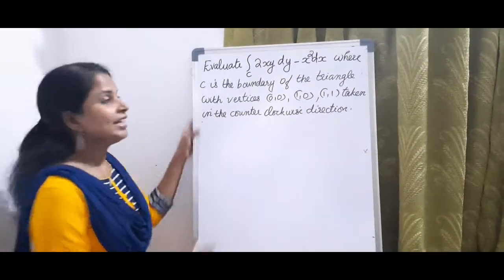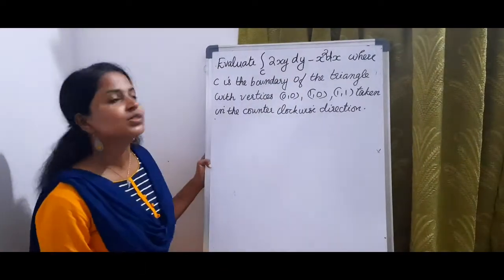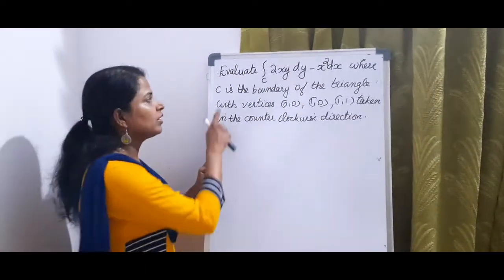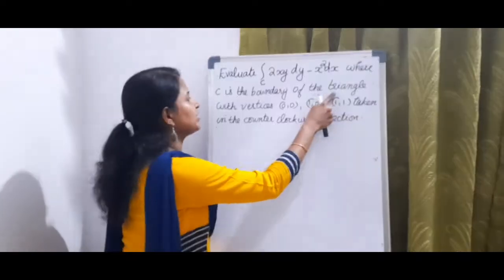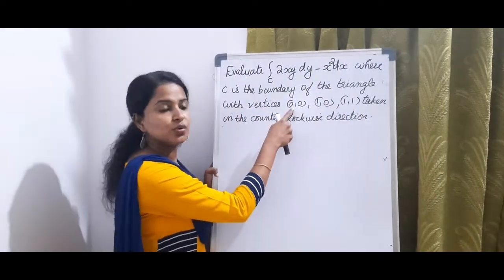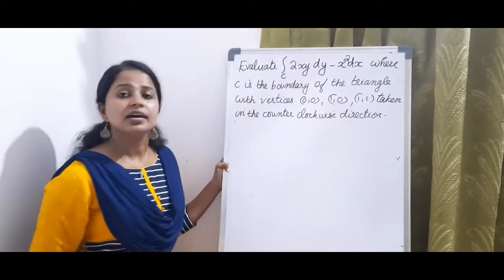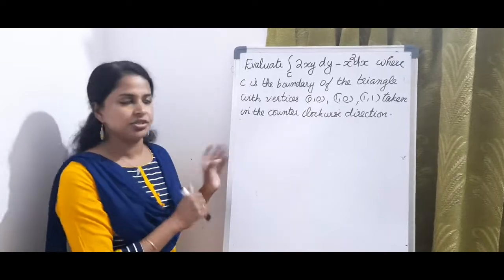Evaluate the integral over C of 2xy dy minus x squared dx, where C is the boundary of the triangle with vertices (0, 0), (1, 0), (1, 1), taken in the counterclockwise direction.